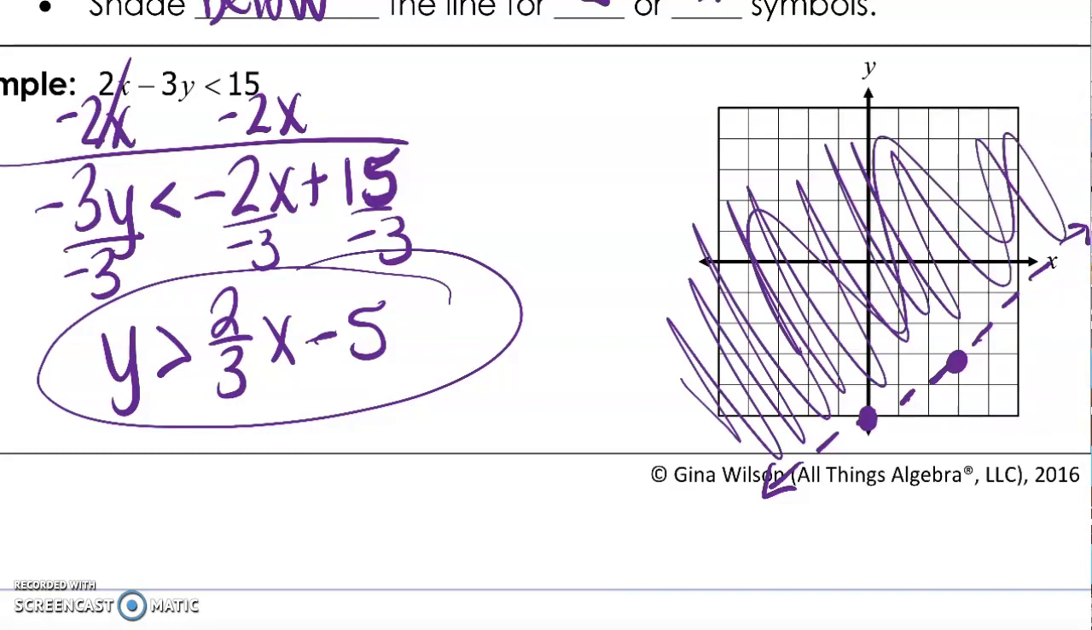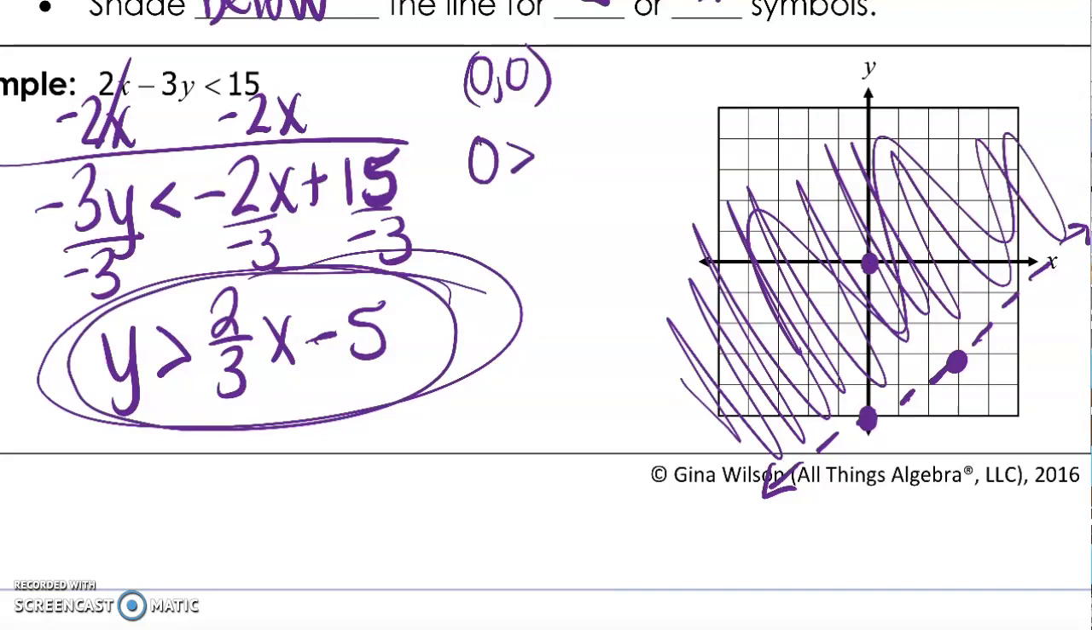If you want another way to decide where to shade, you pick an ordered pair that is not on the line. The easiest one to pick is 0, 0. So you plug 0 in for x and 0 in for y into your inequality. 0 is greater than 2/3 times 0, which is just 0, minus 5 is negative 5. 0 is greater than negative 5. That's a true statement, so then you shade where 0, 0 is. If it would have been a false statement, you would have gone on the other side of the line.